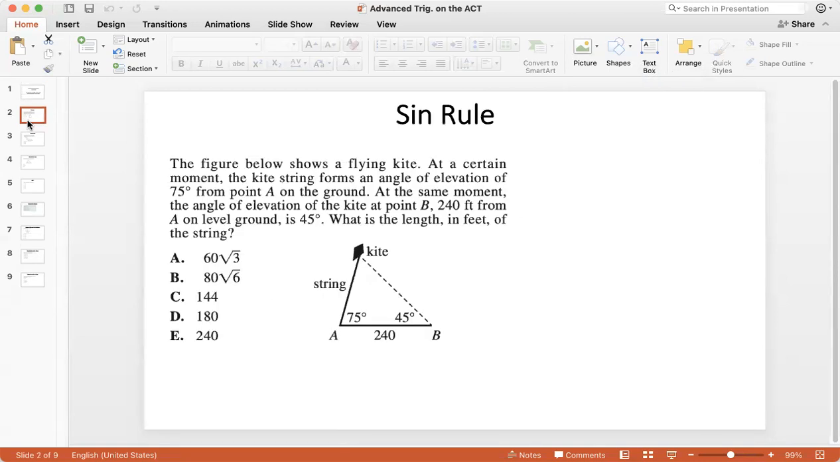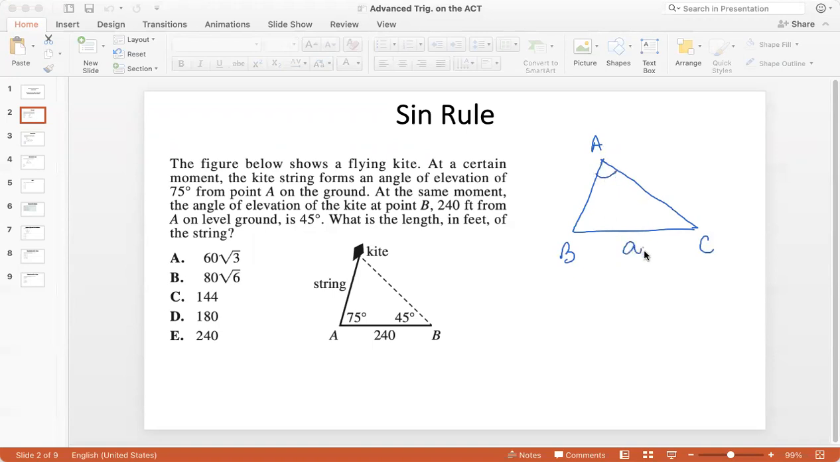The first is sine rule. Sine rule states that in any triangle, let's say ABC, the notation is that the side opposite angle A is denoted by small a, the side opposite angle B by small b, and the side opposite angle C by small c. The sine rule states that a over the sine of angle A is b over the sine of angle B, and that is c over the sine of angle C.